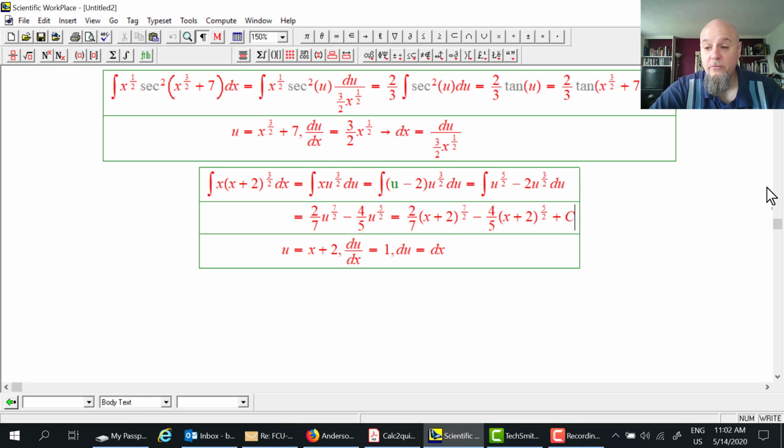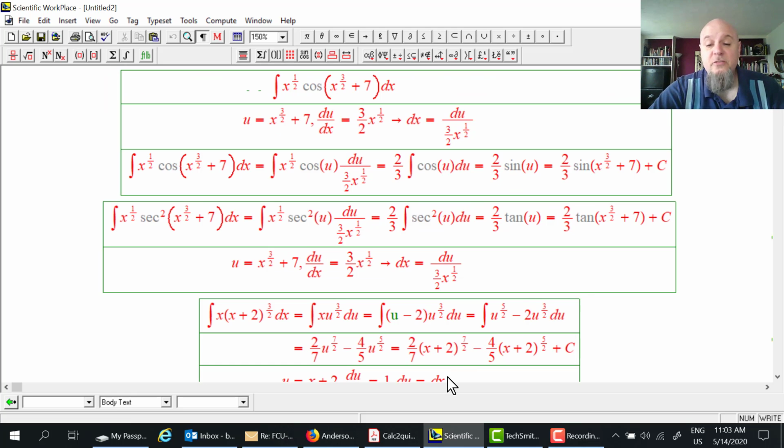So there's some substitutions. This one is sort of a different setup, the last example, because the x's didn't cancel. But take a look at these two examples and see the similarities in them.